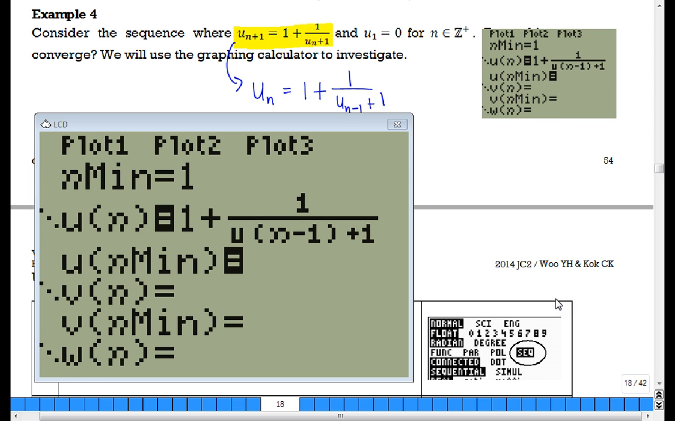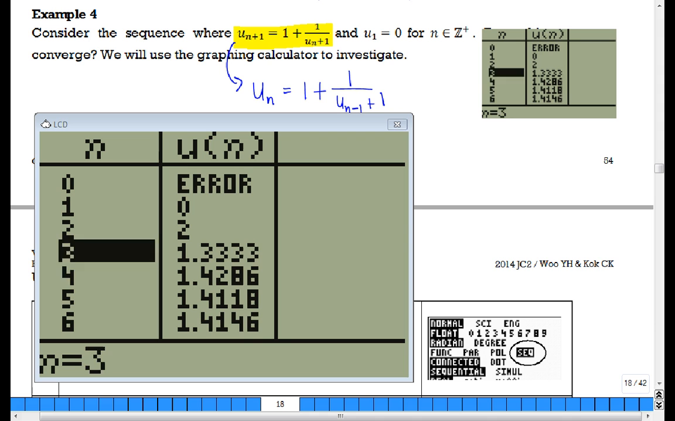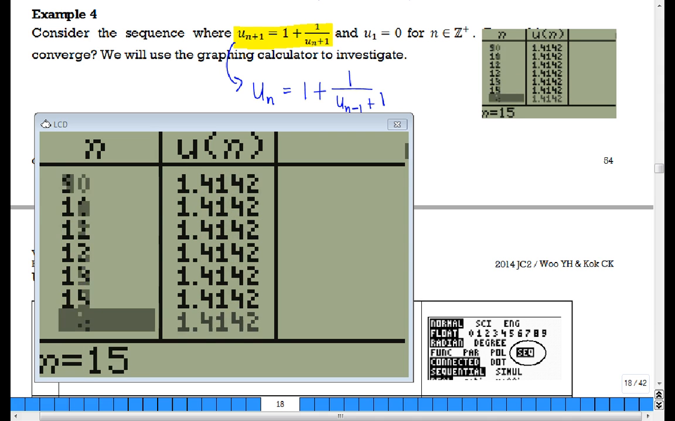And go down. Now you define un minimum, which means it's u1. What is u1? u1 is 0. With that, then you can use second graph to see the table of values. Make sure you can get that screen. Second graph means table. You can see the table. You scroll down a bit more. You realize that as n becomes larger and larger, it tends to a finite value.